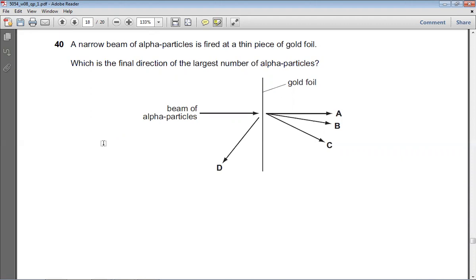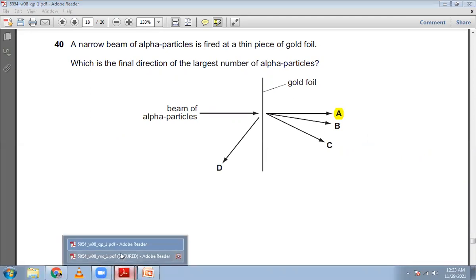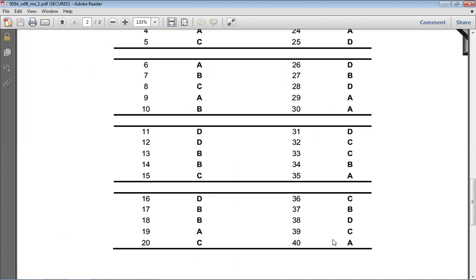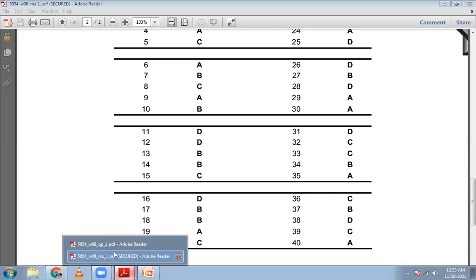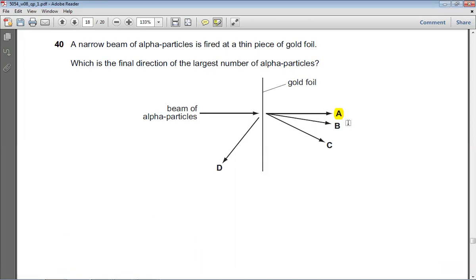They bombarded a very thin gold foil with alpha particles, and most of the alpha particles went straight, undeflected. So most of the alpha particles went straight. So I think B is the best option. I think B, sorry, A is the right option. Question number 40, A is the right option.